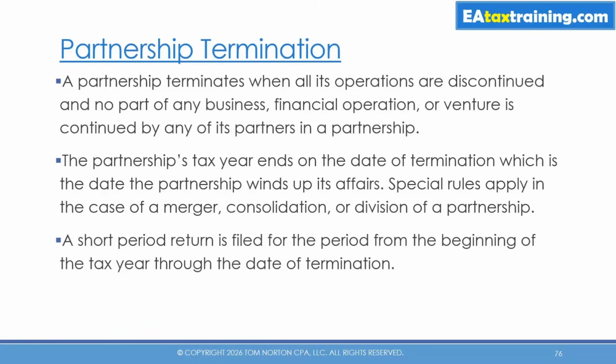The partnership's tax year ends on the date of termination, which is the date the partnership winds up its affairs. Special rules apply in the case of a merger, consolidation, or division of a partnership. And a short period tax return is filed for the period from the beginning of the tax year through the date of termination.